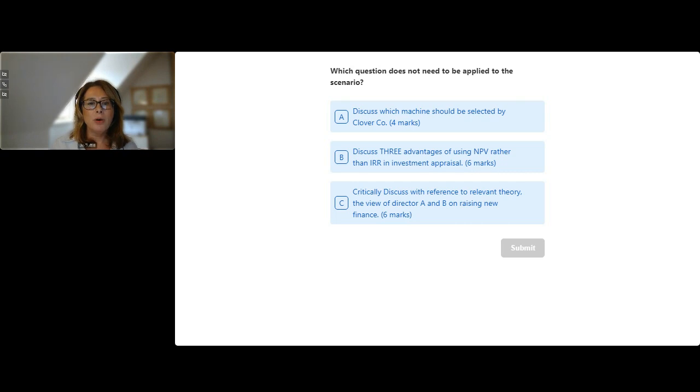So I've got a poll for you here. Which question does not need to be applied to the scenario? A, discuss which machine should be selected by Clover. B, discuss 3 advantages of using net present value rather than the IRR in investment appraisal. C, critically discuss with reference to relevant theory the view of the director A and B on raising new finance. So which of those does not need to be applied to the scenario? Please select your answers.